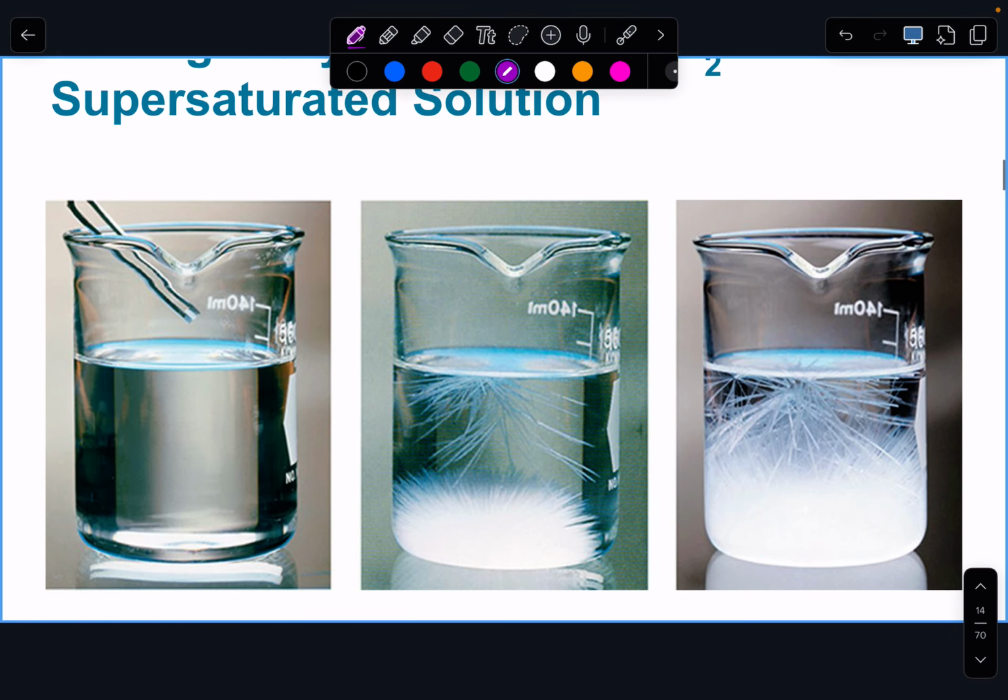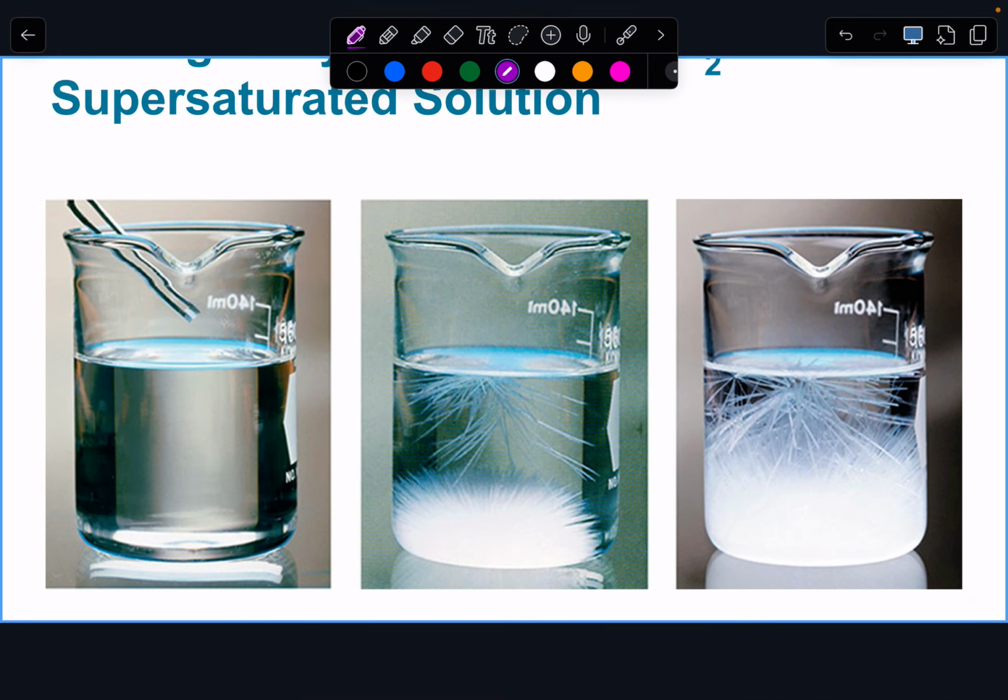There's a cute little picture here, fun little picture. This is a supersaturated solution that they start with, and then they introduce a crystal of that same thing into the liquid, and then all of the solute that's dissolved in there starts to crystallize around it because it had too much of the solute in there at that given temperature.